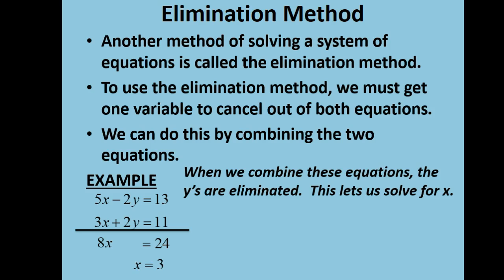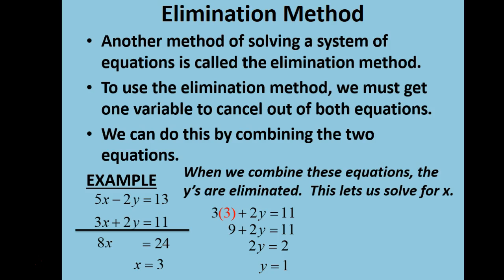So then, of course, you would just pick one of the equations. In this case, I've picked the second equation to go back in and plug that x value into. I know x is equal to 3, so I plug that in, and I get 3 times 3 plus 2y equals 11. In other words, that's 9 plus 2y equals 11. We subtract 9 and find 2y equals 2, and of course, y is equal to 1.